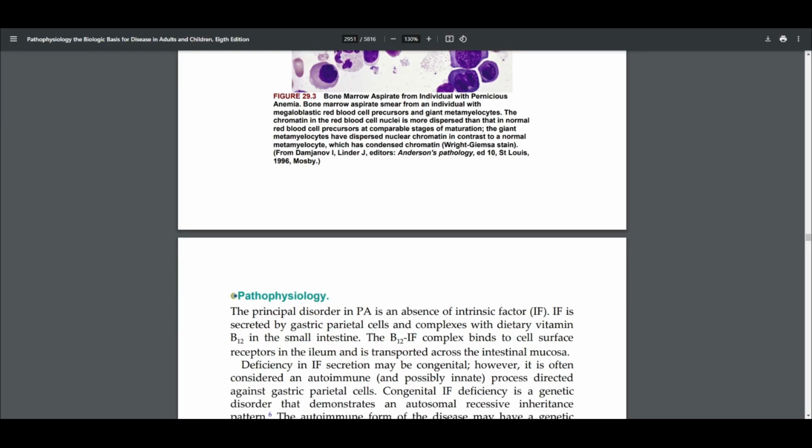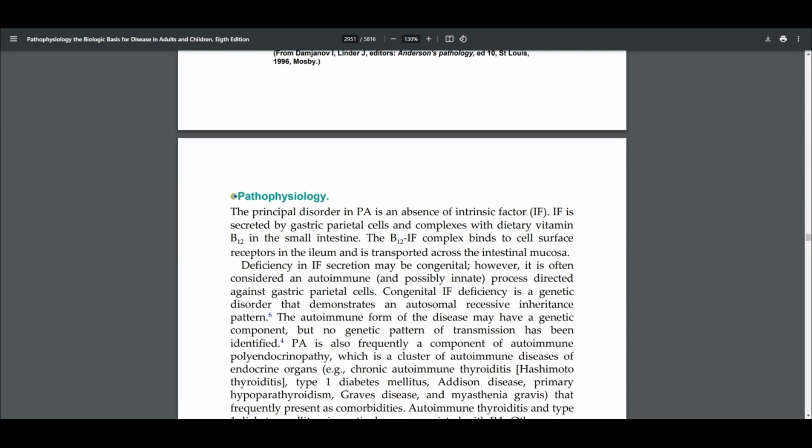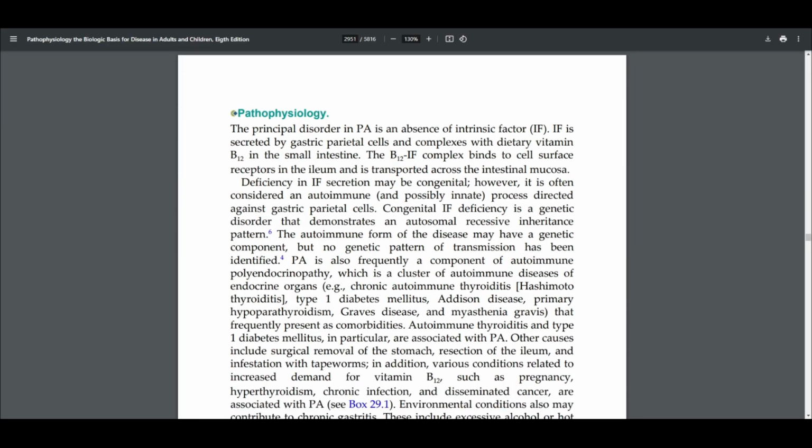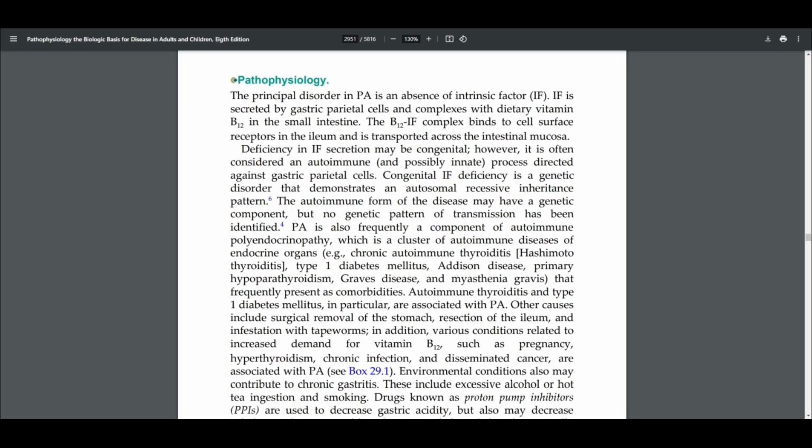So what is the pathophysiology? The principal disorder in pernicious anemia is an absence of the intrinsic factor. The intrinsic factor is secreted by gastric parietal cells and complexes with dietary vitamin B12 in the small intestine. That B12 intrinsic factor complex binds to cell surface receptors in the ileum and is transported across the intestinal mucosa.